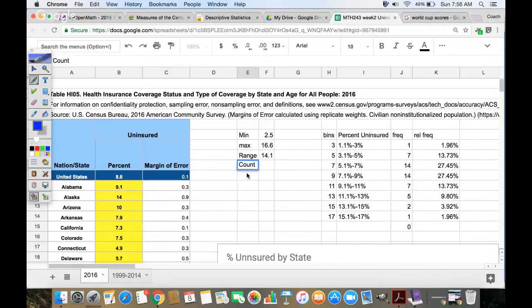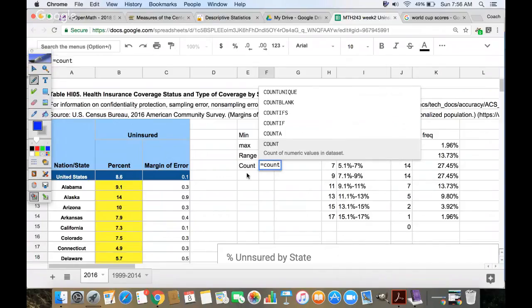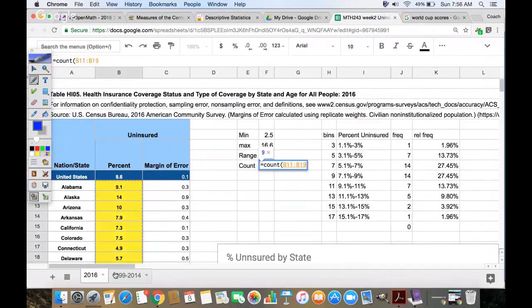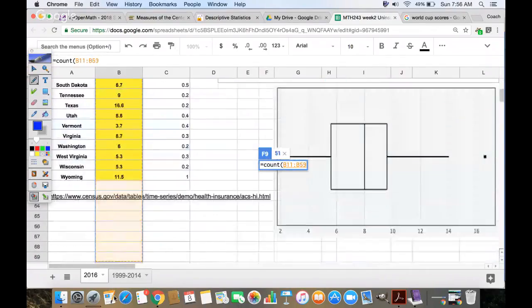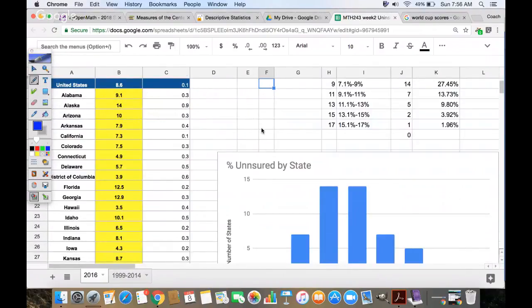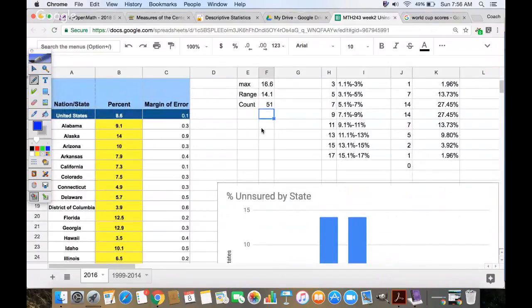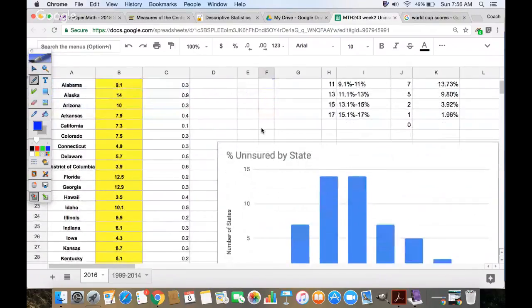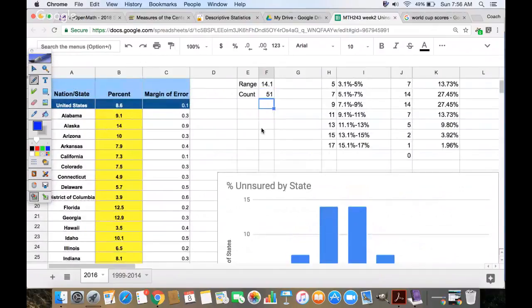Count of the data is also useful, which the spreadsheet does quite nice with the count command. I just highlight the numbers. And so here I get a count of 51 numbers. So interesting. Oh, I guess we just count the District of Columbia as extra.